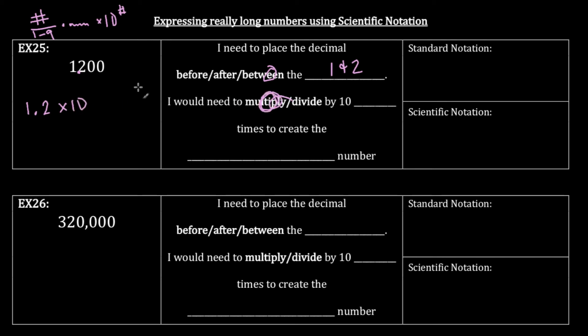Now, right now, the decimal was actually here. So if I put it here, I would need to multiply 1, 2, 3 times to get back to the original. So 1.2, I would need to multiply it 1, 2, 3 times, so 10 to the third. I would do all this in order to create the original number of 1,200. So my standard notation was 1,200. My scientific notation is 1.2 times 10 to the third power.